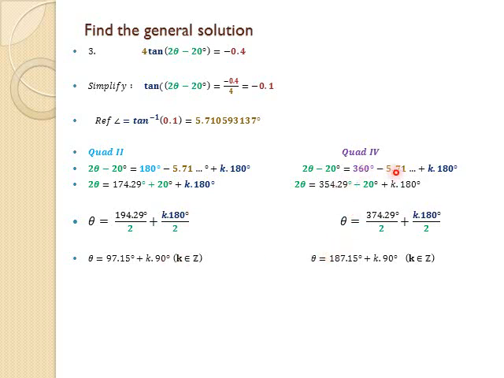There, 360 minus 5.71 gives me 354.29. 354.29 plus 20 degrees would give me 374.29 plus k 180. Again, I have 2 theta, so I have to divide by 2, both sides. 374.29 divided by 2 gives me 187.15. 180 divided by 2 would give me k 90, k element of integers. Right, so I hope you see how we found the general solution given compound angles.